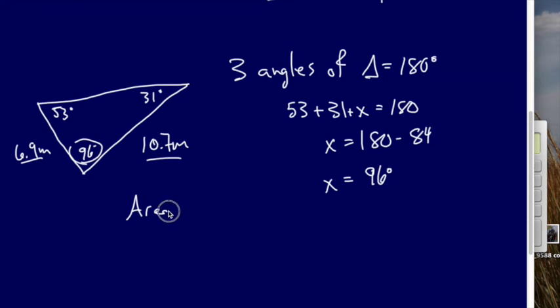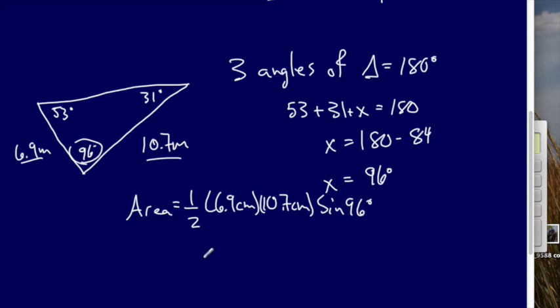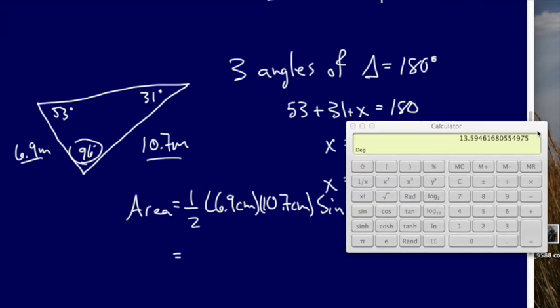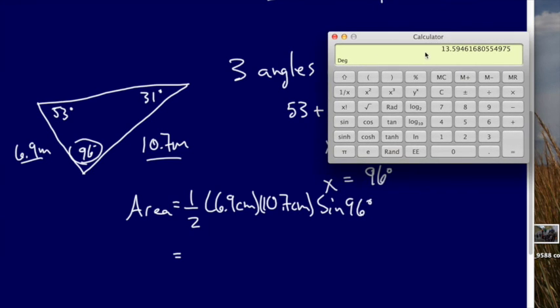So now we know that the area is equal to 1/2 of, let's say, 6.9 centimeters times 10.7 centimeters times the sine of 96 degrees. So we can plug all this into our calculator. We'll have 6.9 times 10.7 times, I have to put my angle in first here and then hit sine. Yours is a little bit different. Let's see what that equals.